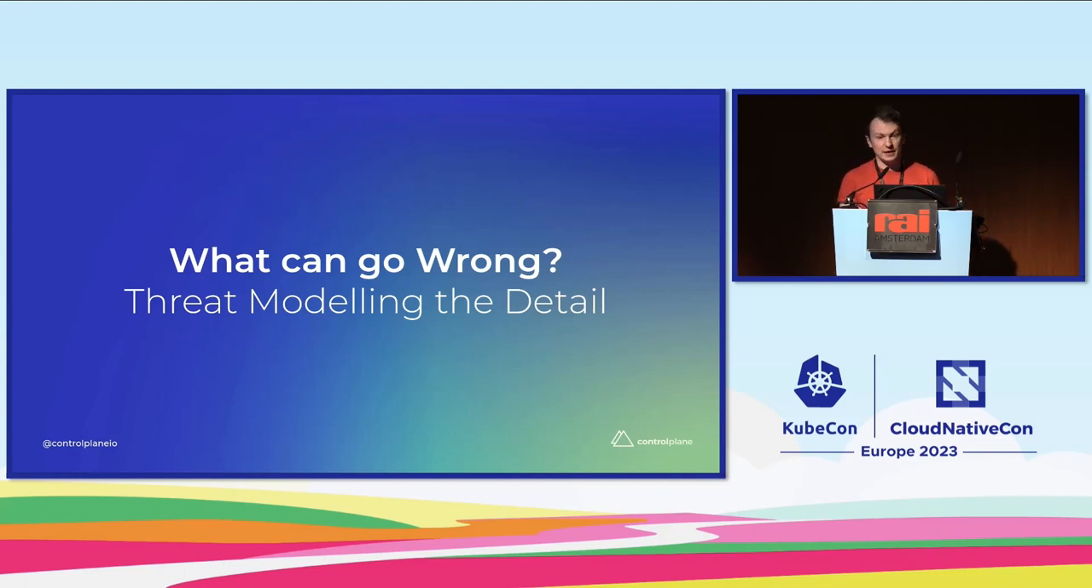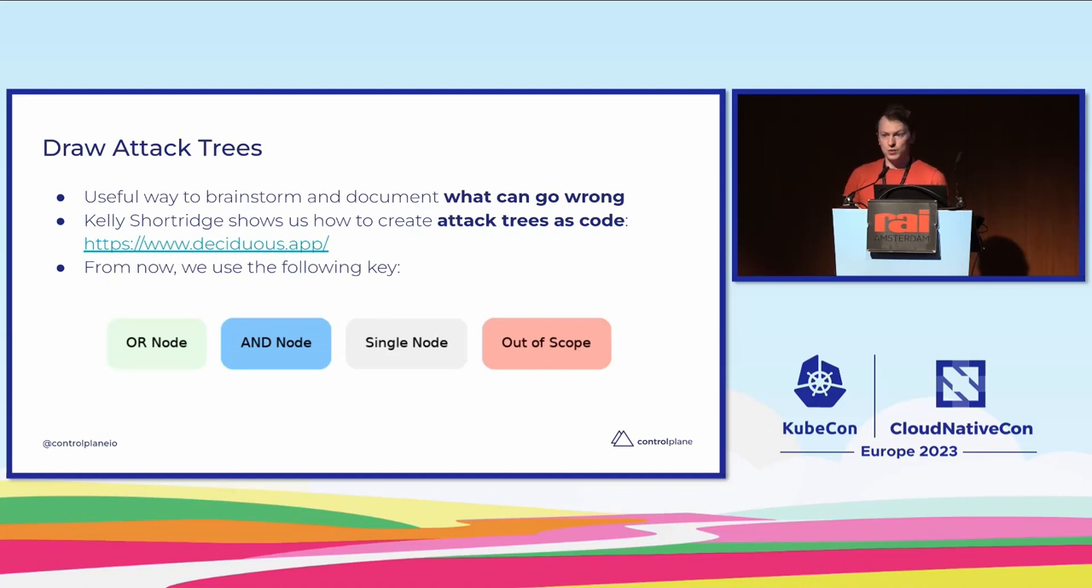Let's start threat modeling the detail. A really good way to do this is by drawing attack trees, and Kelly Shortridge has shown us how to do this. There's a really cool app called Deciduous where you can make these yourself. We are just going to use GraphViz under the hood and draw some pretty basic trees. We're going to use this key where green nodes are ORs, blue is AND, the gray ones are single nodes which end, with no logic underpinning them, and reds are out of scope. Things like, as we said, zero trust supply chain are out of scope for us today.